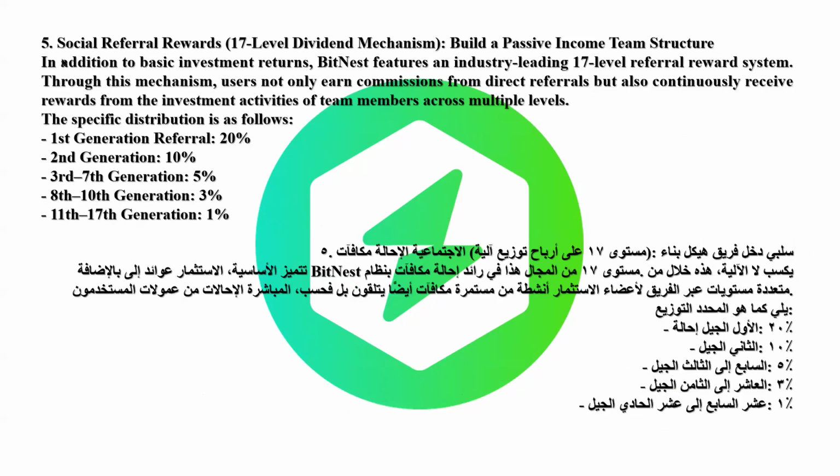Okay, and then number 5 is the 17-level dividend mechanism. This structure can help you build a passive income team structure. As we know, the first generation we can get 20%, second generation 10%, third to 7th generation 5%, 8th to 10th generation 3%, and 1% for the 11th to 17th generation. So you have to know that, okay?